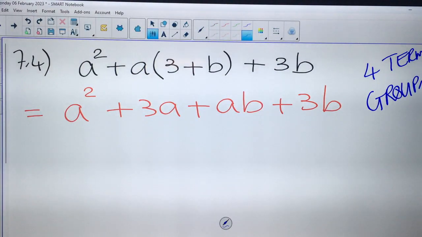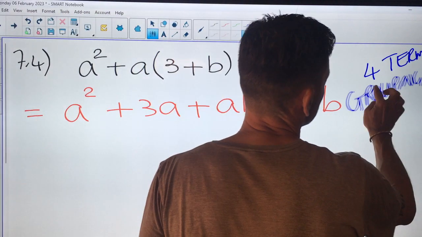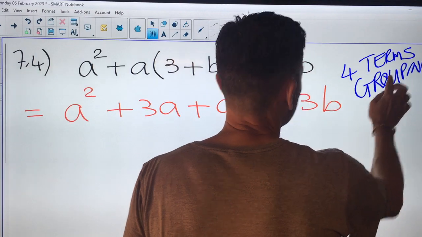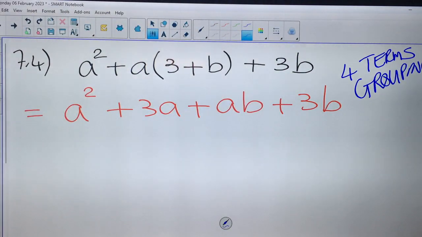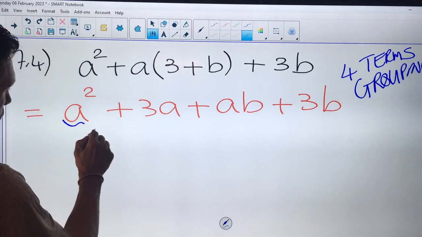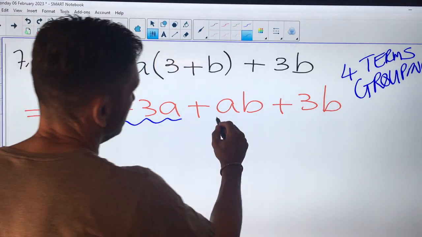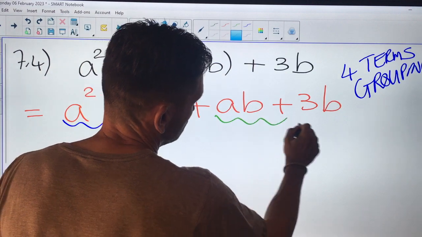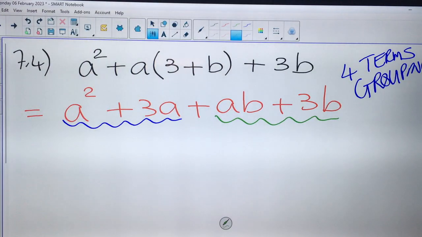So if you see 4 or more terms, I don't know, have you done this in class yet? Yes, sir. The grouping? Yes, sir. Okay. So if we see 4 terms, we need to do grouping. And as a general rule, group the first 2 together and group the next 2 together. Don't put any brackets there, just like that.